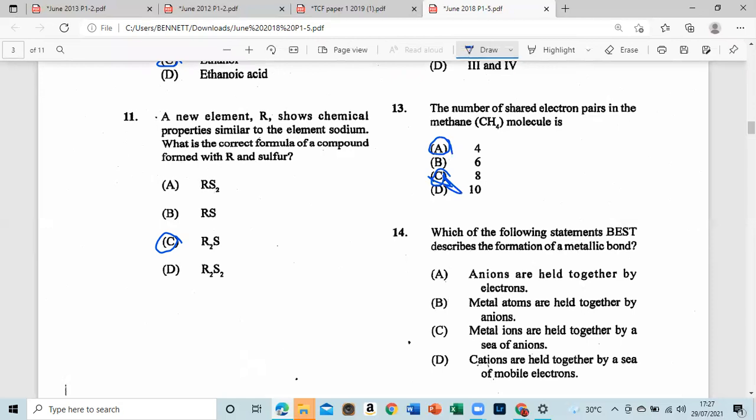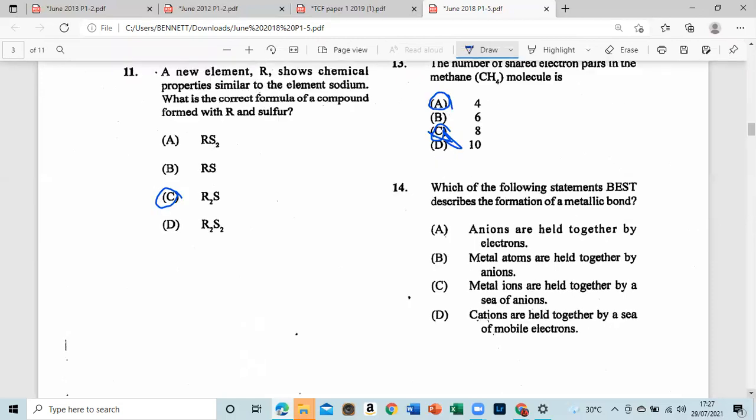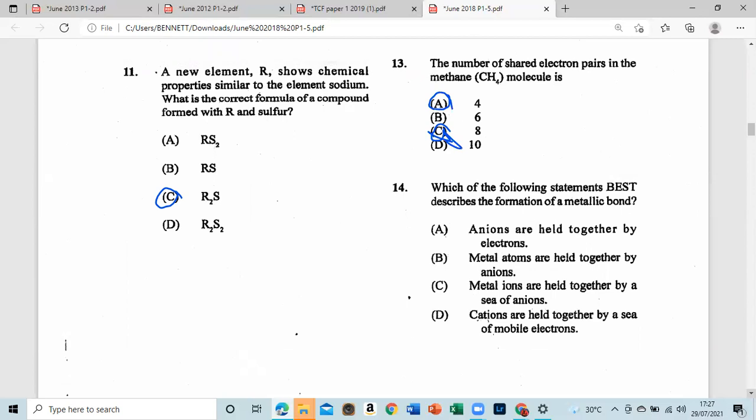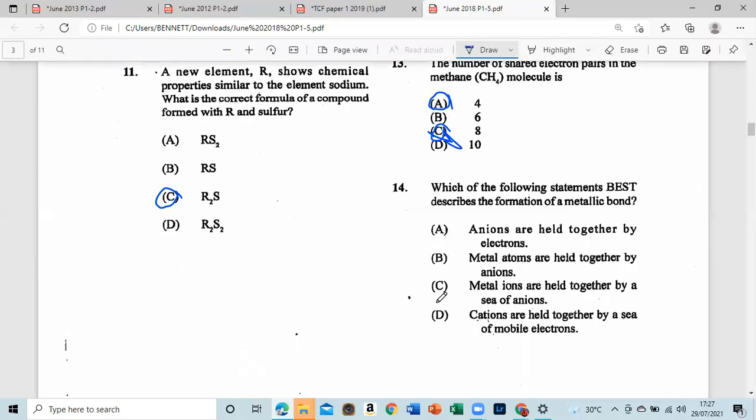14 now. Which of the following statements best describes the formation of a metallic bond? And that is D. Cations are held together by a sea of mobile electrons. Sorry about that, guys.